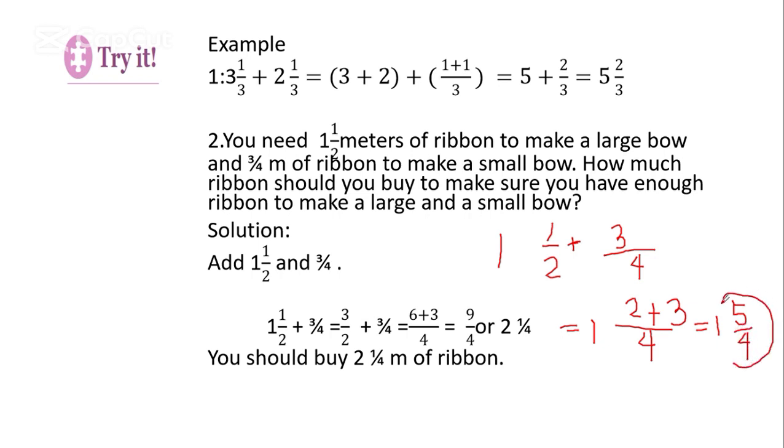This 5 over 4 can be simplified. So it is equal to 1 and 1/4, and you add the whole number to the mixed number equivalent of the improper fraction 5 over 4. 1 plus 1 is still equal to 2. Then copy the fractional part, 1/4. So still you have the same answer.